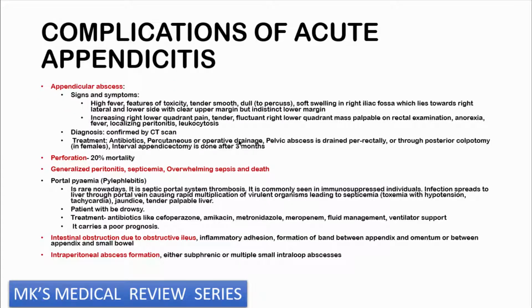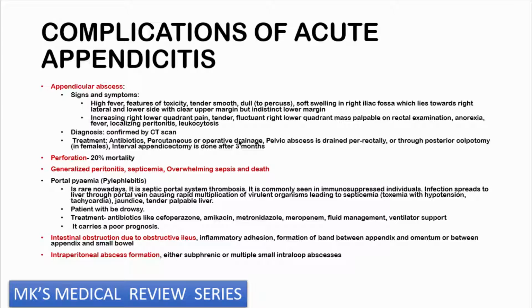You may sometimes have an appendicular abscess, which is obviously going to present with high fevers, features of toxicity, and a tender, smooth, dull to percussion mass, which is obviously soft, and it's going to be found in the right iliac fossa. It's going to lie towards the right lateral and lower side with a clean upper margin but indistinct lower borders. You're going to have increasing right lower quadrant pain and tenderness. It's going to be fluctuant, and you may actually palpate the mass in the right iliac fossa on rectal examination, and there may be anorexia, fever, localizing peritonitis, even leukocytosis.